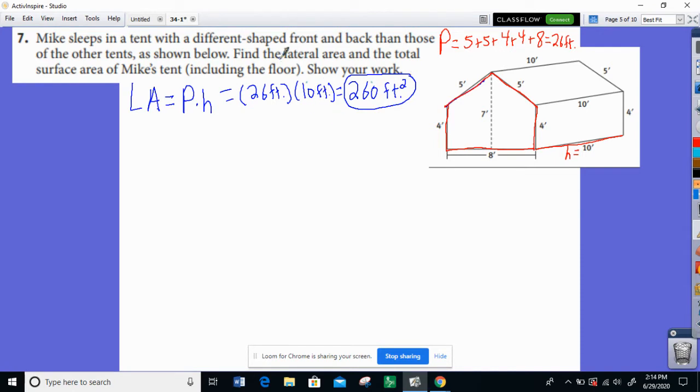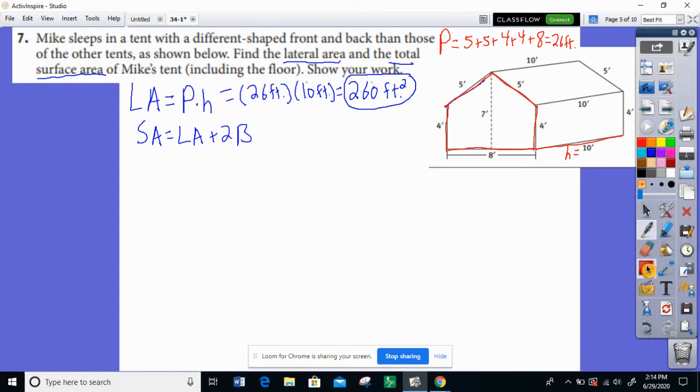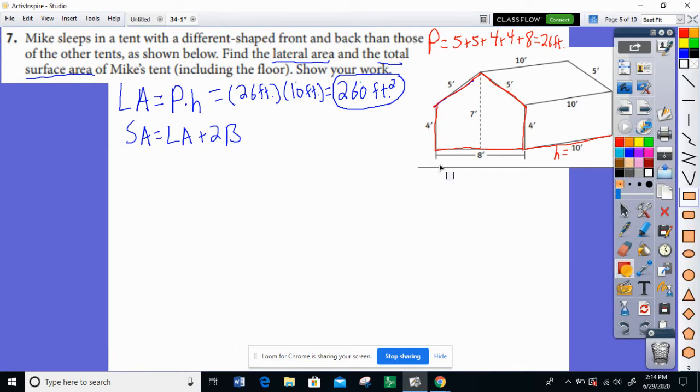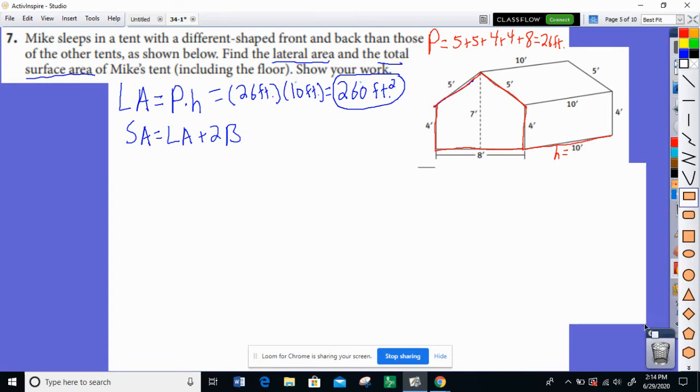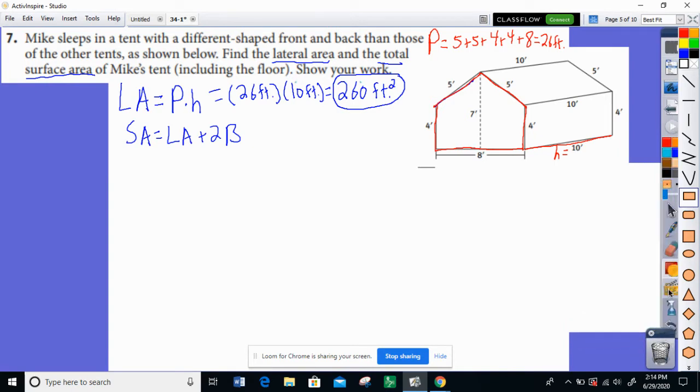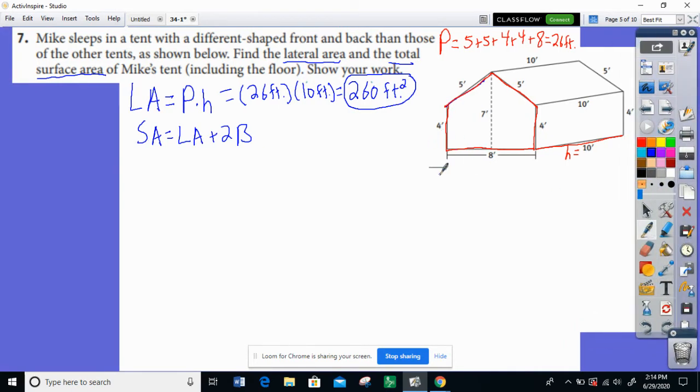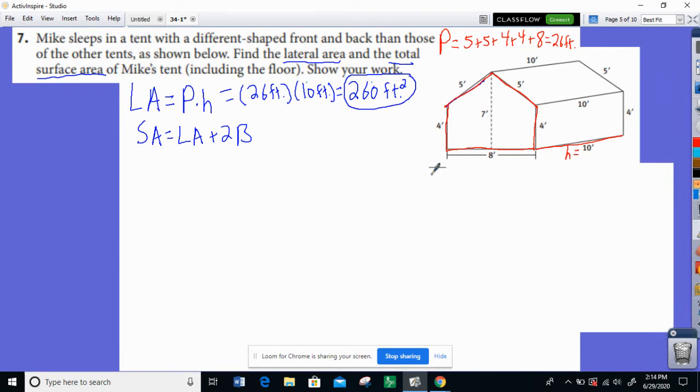That's good for the lateral surface area, but we also need the total surface area for Mike's tent. So remember, the total surface area is the lateral area plus 2 times the area of the base. Well, let's see if we can work out what the area of the base is.